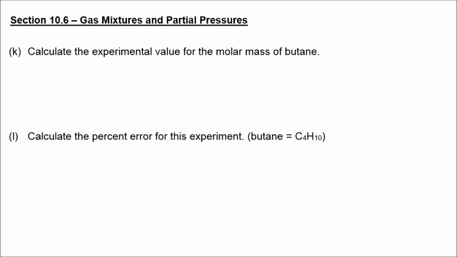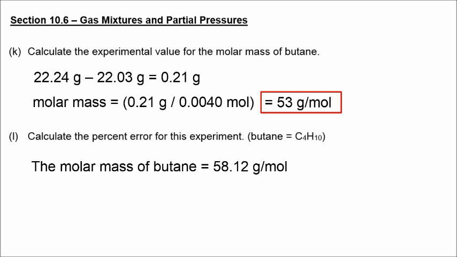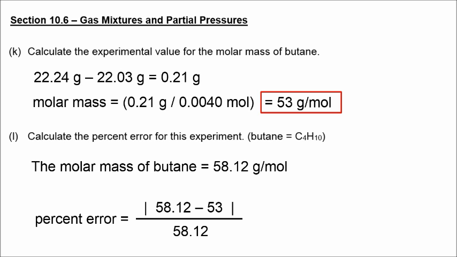Well, remember that we have already recorded the mass of the butane lighter both before and after the experiment. So that difference in mass is 0.21 grams. Molar mass is grams divided by moles. So the molar mass, as calculated from the data in this experiment, is 53 grams per mole. Again, 2 sig figs. Since butane has a molar mass of 58.12 grams per mole, the percent error, which is based on the difference between the two measurements divided by the accepted value, times 100, is around 9%.